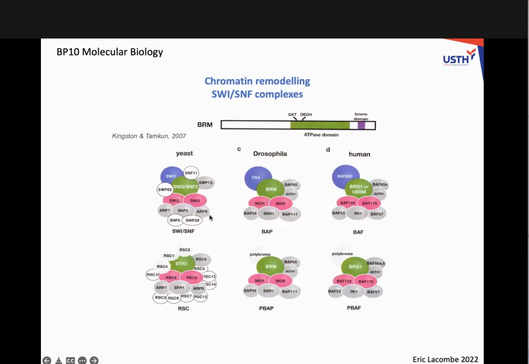So this was an example of this SWI/SNF complex. So just to show you here, this is the first one that has been identified. Just to show you that it is a very big multi-protein complex that is doing this kind of thing. You don't need to remember about that.